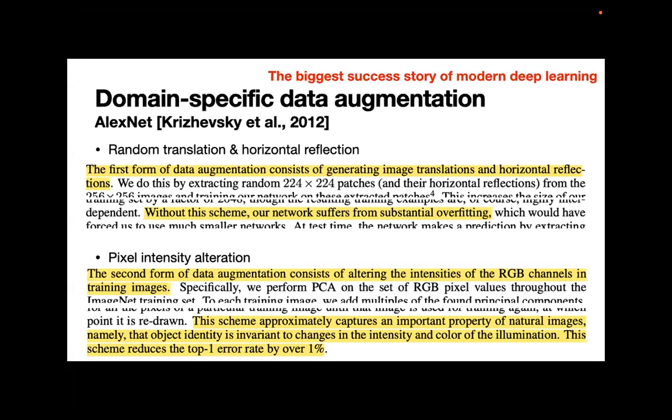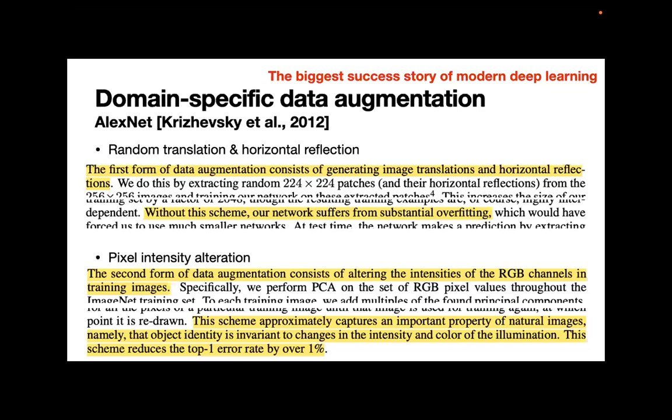In fact, one of the most successful use cases of data augmentation was in AlexNet by Krizhevsky et al. 2012, which I think has been the biggest success story of modern deep learning so far. There, they write about two different types of data augmentation algorithms that they used. One was random translation and horizontal reflection. The other was pixel intensity alteration. I don't think this one is ever useful. But the first one, which is still being used nowadays, is one of the most useful transformations that we have been using for computer vision applications.